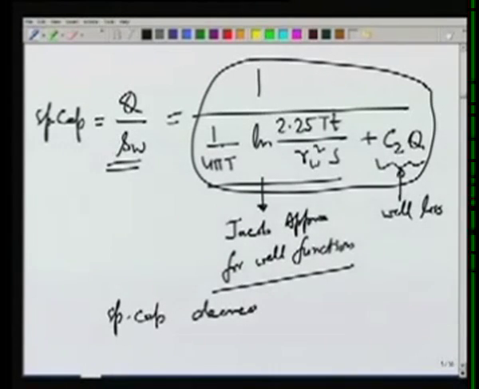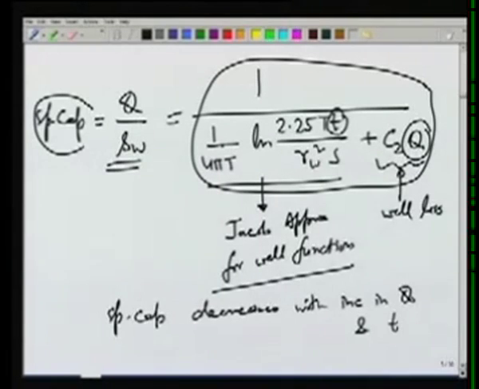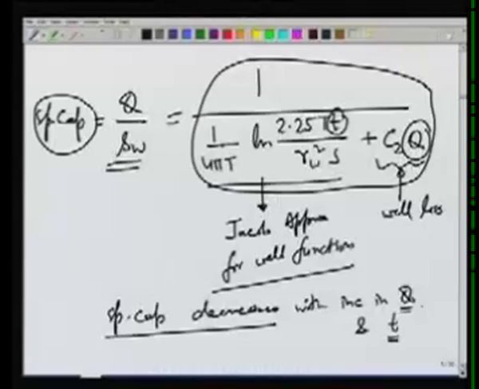decreases with increase in Q and T. Because with increase in Q, this term will increase. With increase in T, this term will increase, and therefore specific capacity will decrease. So any well, if we pump at a higher rate, specific capacity will be smaller. If we pump it for a larger time, specific capacity will decrease.